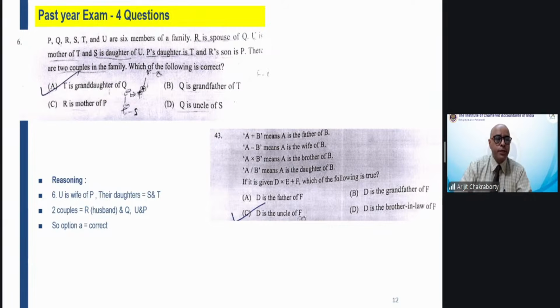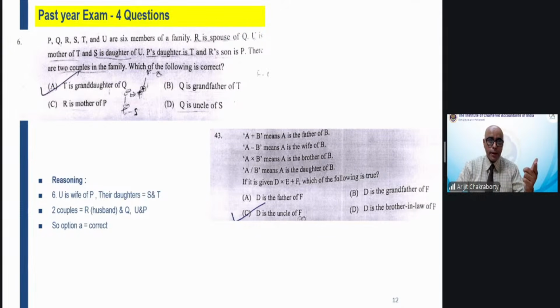43rd question: A plus B means A is the father of B. A minus B means A is the wife of B. A into B means A is the brother of B. Divide means A is the daughter. So addition means father, subtraction means wife, multiplication means brother, division means daughter. The question is, it is given D into E plus F. What does it mean? E plus F means E is the father of F.